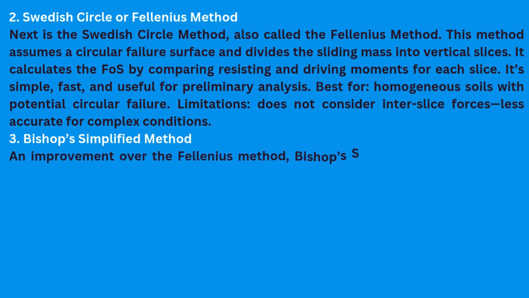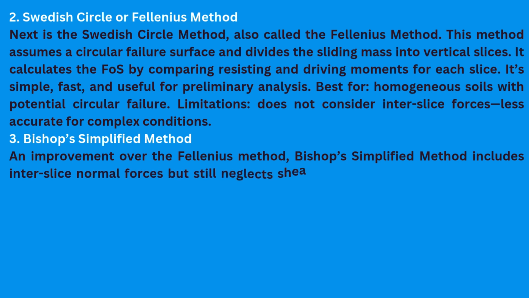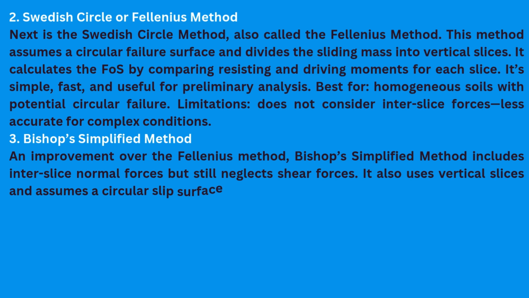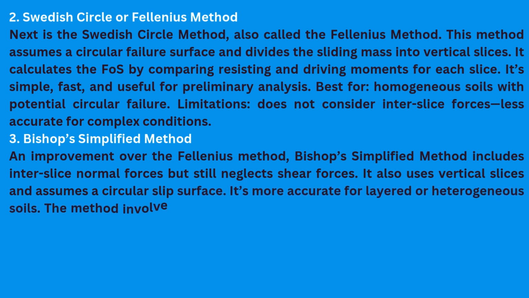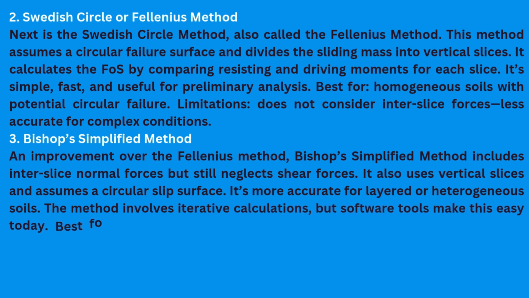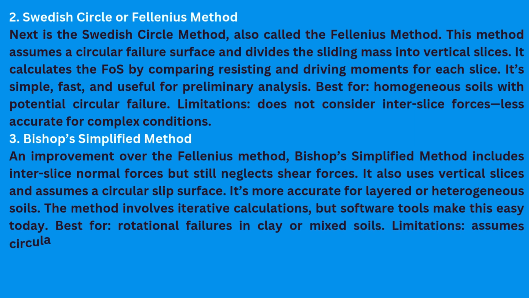3. Bishop's simplified method. An improvement over the Fellenius method, Bishop's simplified method includes interslice normal forces, but still neglects shear forces. It also uses vertical slices and assumes a circular slip surface. It's more accurate for layered or heterogeneous soils. The method involves iterative calculations, but software tools make this easy today. Best for rotational failures in clay or mixed soils. Limitations: assumes circular slip surface and vertical slices.